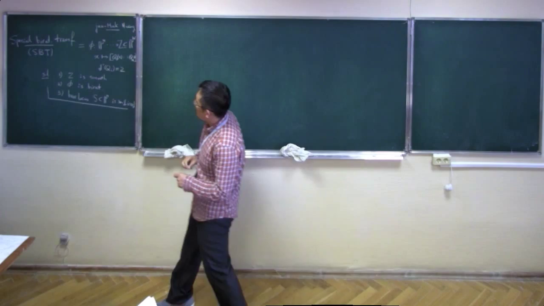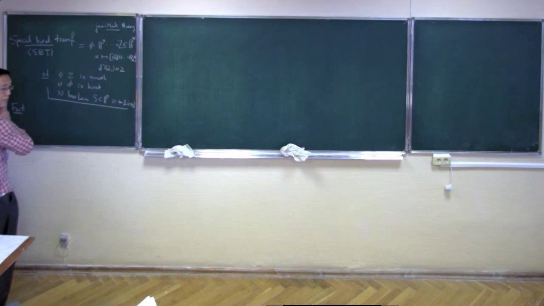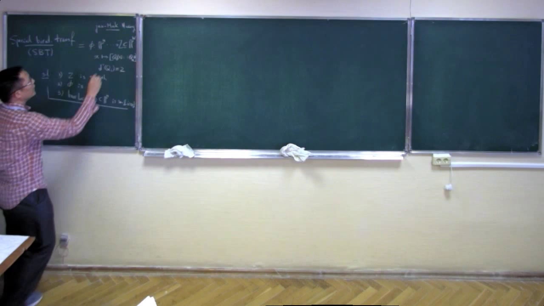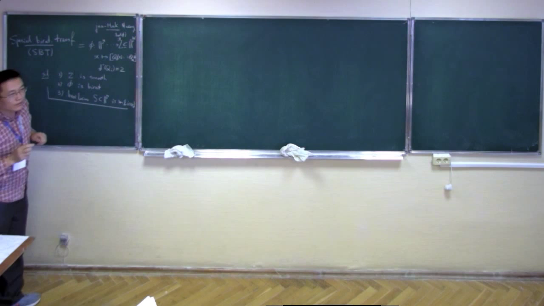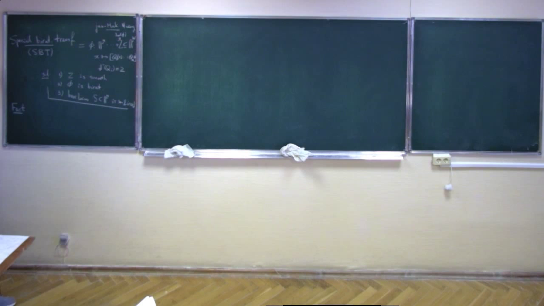From this we have a fact. What is Z? Z is the image. If phi is birational, it is birational onto this Z, the image, not to the whole space.